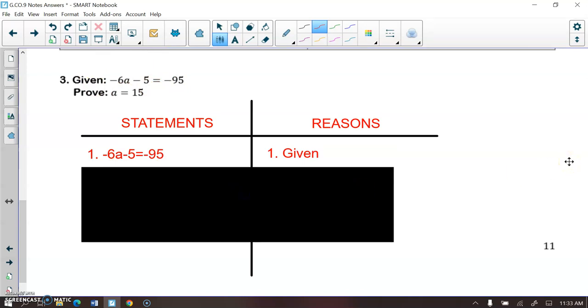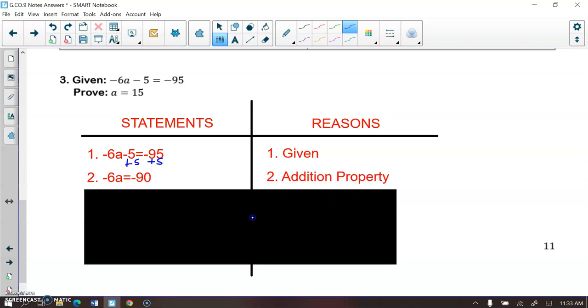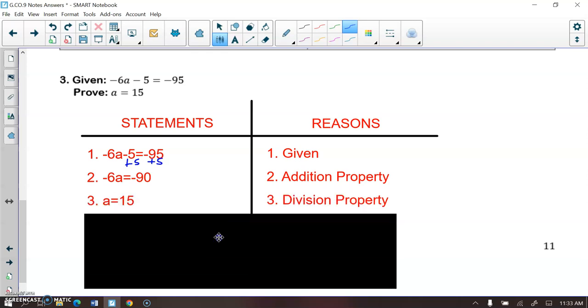Then what I'm going to do to get from step 1 to step 2 is start to solve this equation by adding 5 to both sides. You don't need to write the add 5. You can just write the next step, which is negative 6a is equal to negative 90, and that was the addition property. And then I would divide by this negative 6 on both sides. I'm not going to write it, because typically you don't write what you're doing from step 1 to step 2. You just write the simplified version.